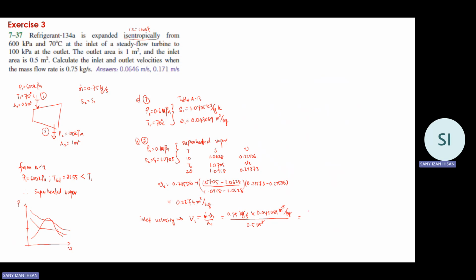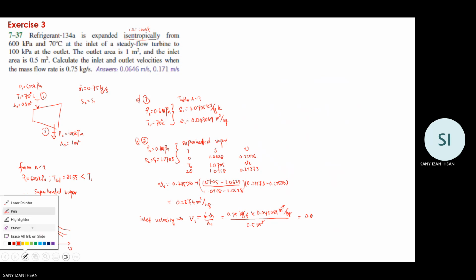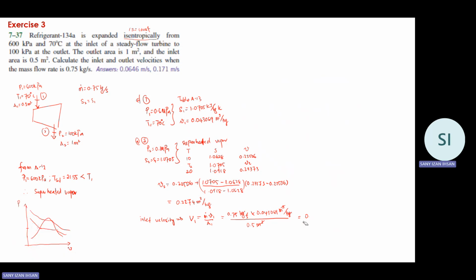And that will be, for V1, 0.0646 meter per second.